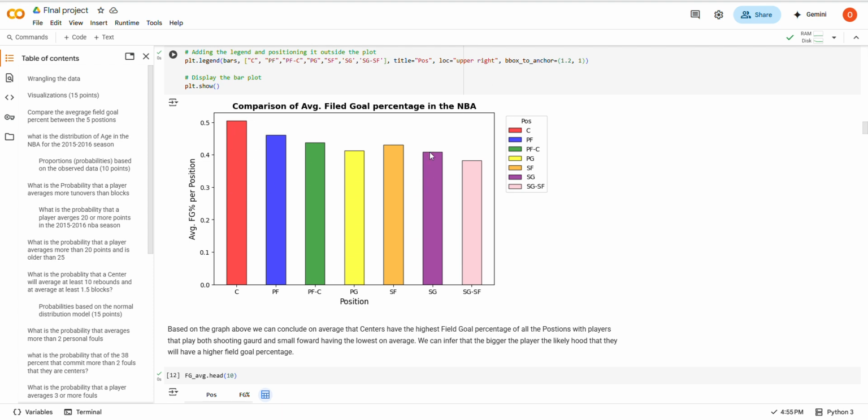Now, the thing with this data set is unique because in traditional basketball, there are only five positions. You've got point guard, shooting guard, small forward, power forward, and center. However, there are players out there that do play a combo role.